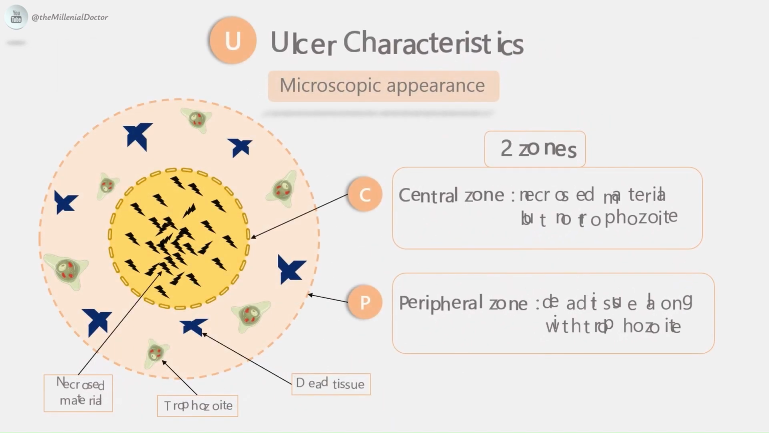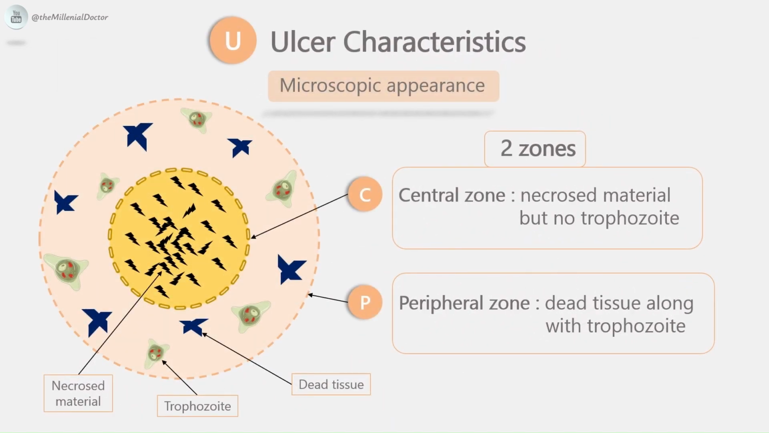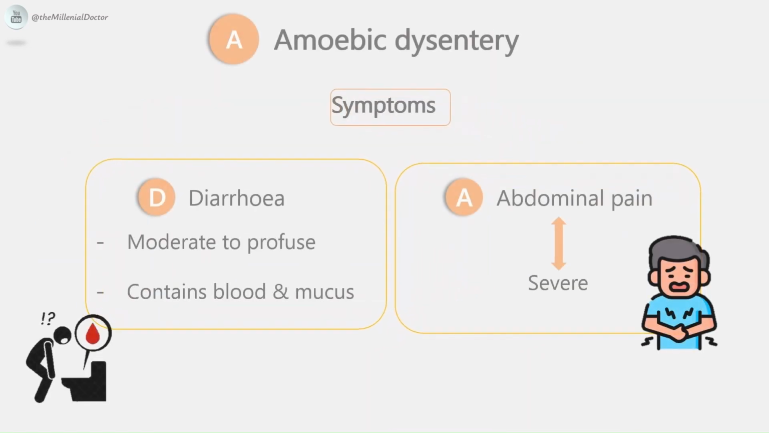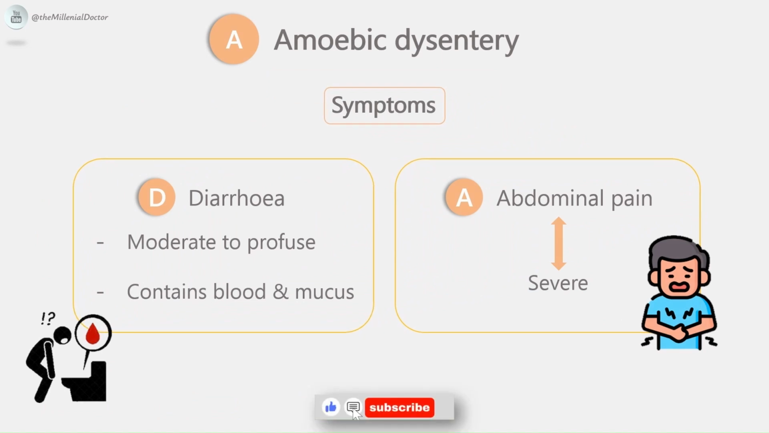Next, the microscopic appearance of amoebic ulcer. It has two zones. First is the central zone, which shows necrosed material but no trophozoite, and the peripheral zone, which shows dead tissue along with the trophozoite. Next, about the amoebic dysentery. It occurs when the parasite invades the intestinal wall and ulcer develops. So amoebic dysentery in a way is a sequel to amoebic ulcer.